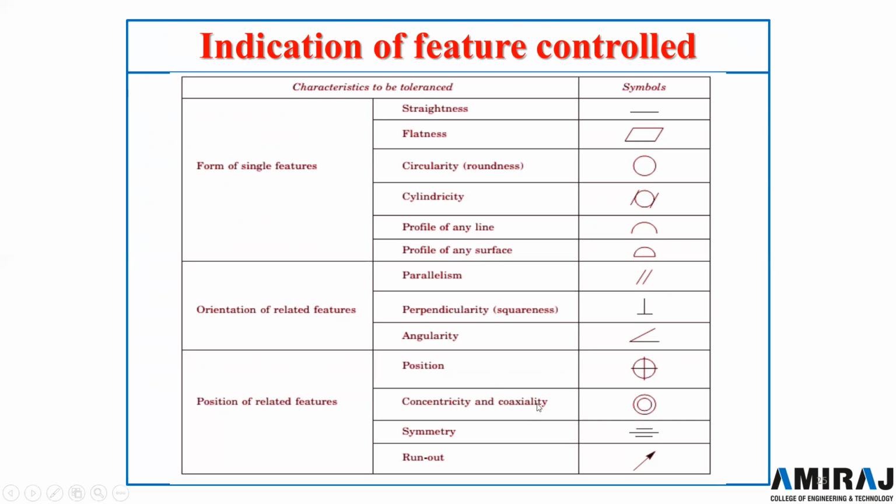Concentricity, which means if two shafts are concentric or coaxial, it is perfect. For that we use this symbol. Then symmetricity, if the two parts are symmetric or not. Then run out, if the part is in the form of run out. So we use these types of symbols for indication of feature control. So this is about the geometric tolerances.